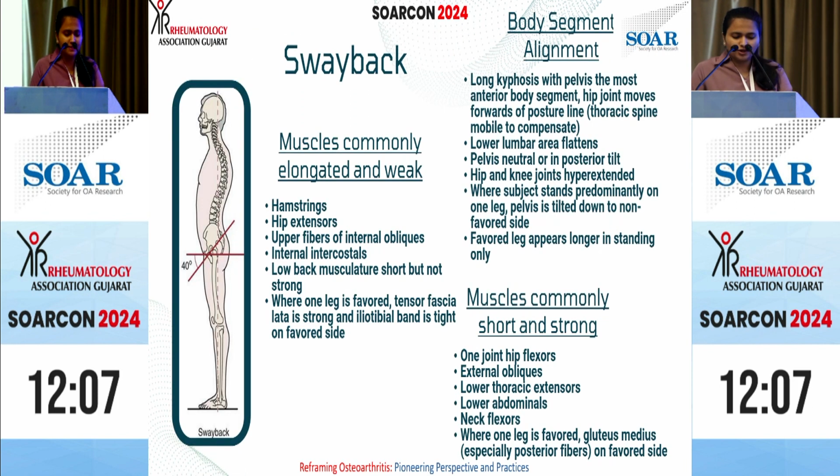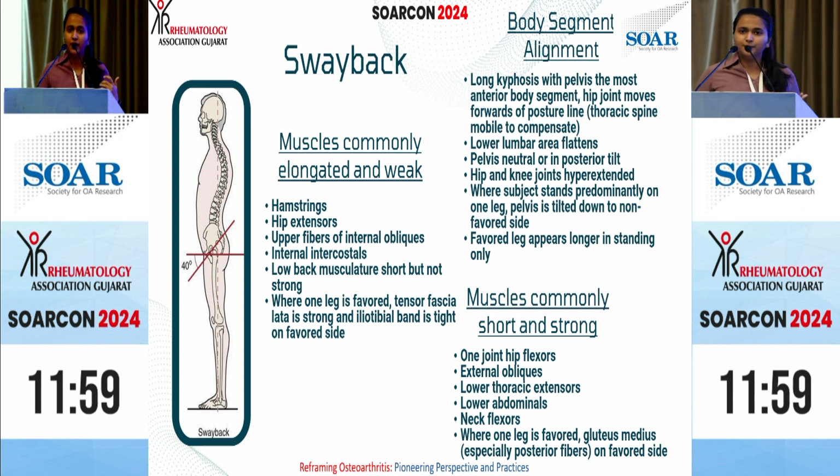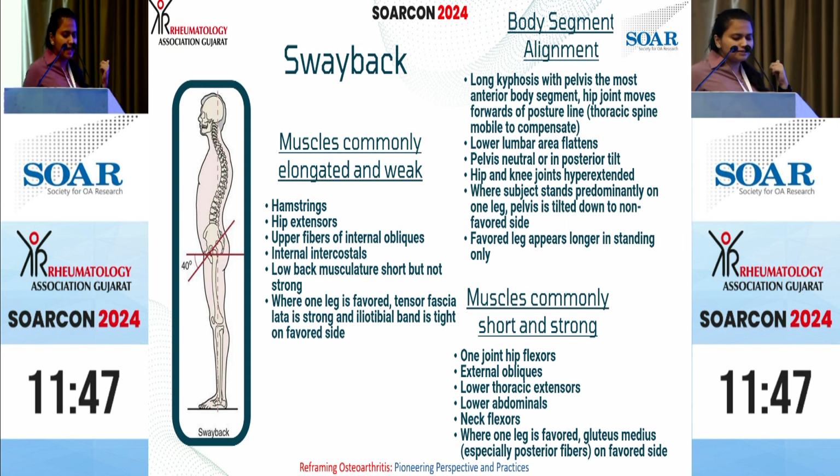Now the next common posture which we see is the sway back posture. Here there is long thoracic kyphosis. The pelvis is anterior to the postural line. The lower lumbar segment is flat. The pelvis can be neutral or it is into the posterior tilt. Here the elongated muscles are the hamstrings, hip extensors, shortened are the hip flexors and the obliques.